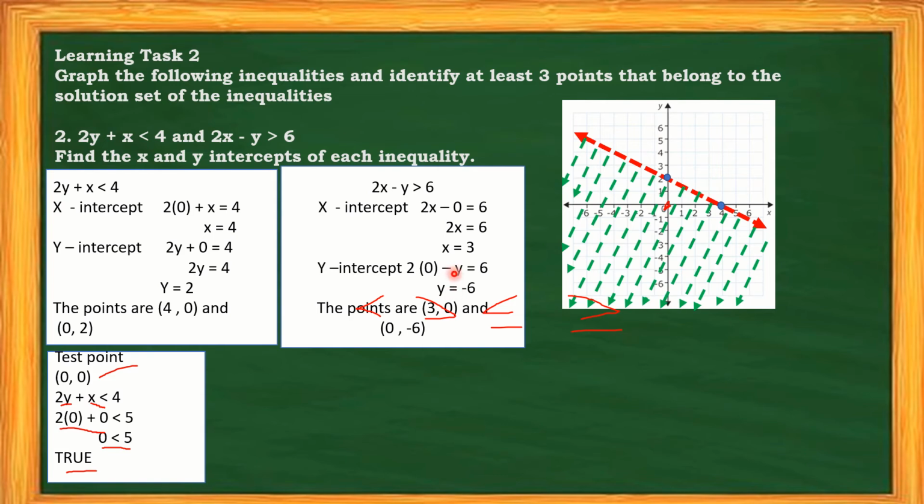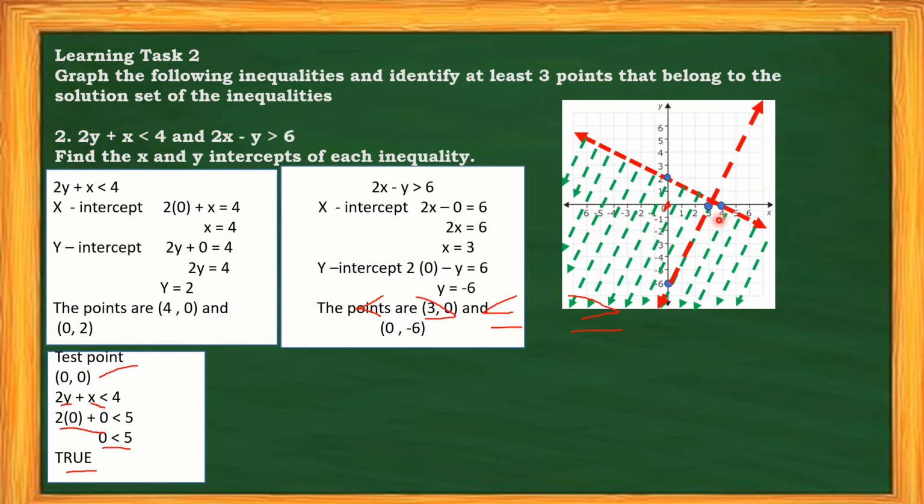So, magiging negative y equals 6. So, multiply by negative 1. So, y equals negative 6. So, this is our y-intercept. So, therefore, our points are 3, 0, and 0, negative 6. So, i-plot natin. So, ito yung ating 3, 0, and 0, negative 6 nandito. Okay, then, connect the 2 points. Okay, so ito yung graph natin ngayon ng 2x minus y is greater than 6.